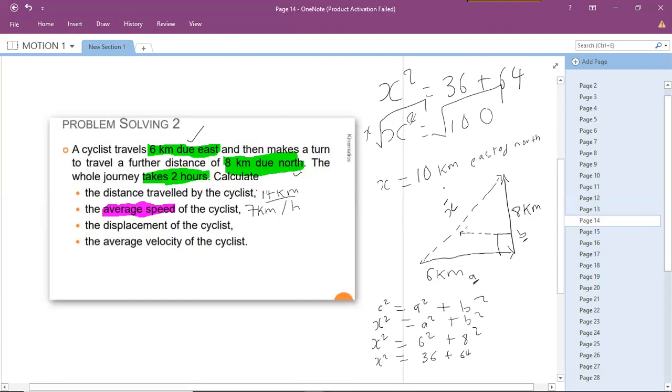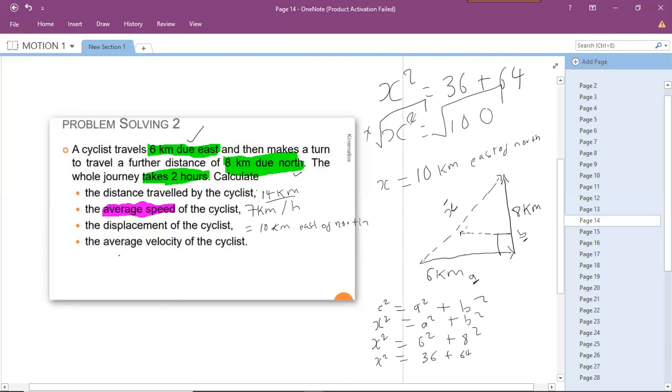You can just say 10 kilometers is the displacement, east of north, because the vector is going in the east direction and in the north direction. So this is how we calculate the displacement. Way different from distance, right? Distance was 14 kilometers, but displacement is 10 kilometers east of north. So watch this video, revise, know how to use Pythagoras theorem. So the displacement is 10 kilometers east of north.